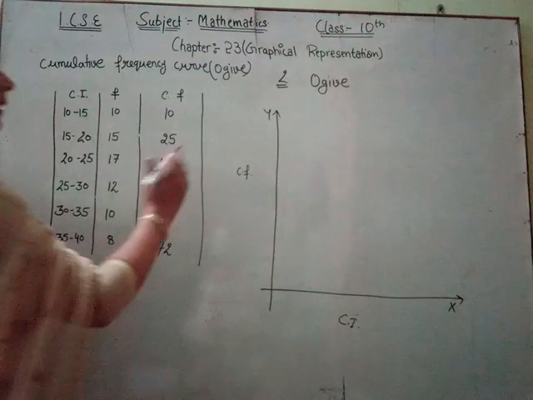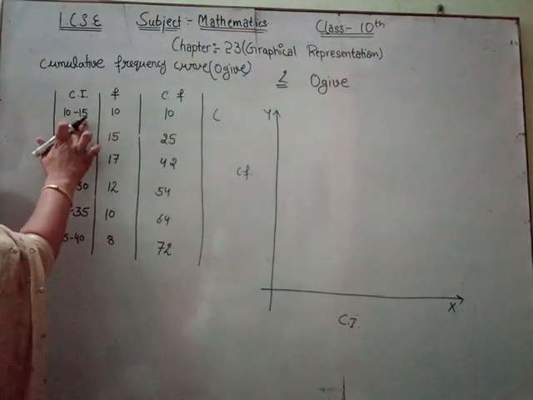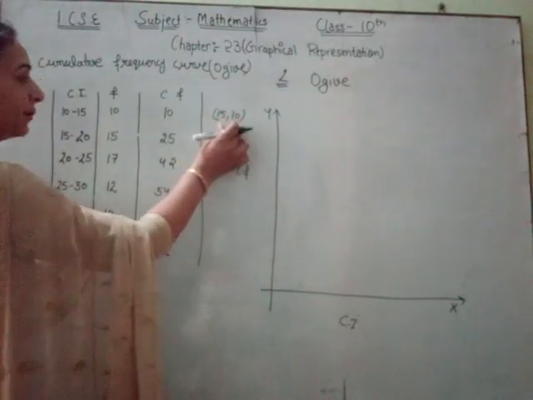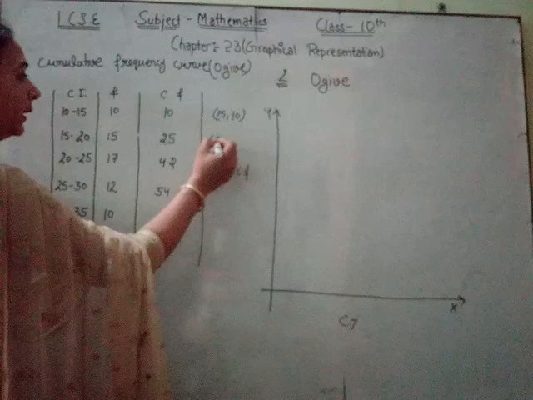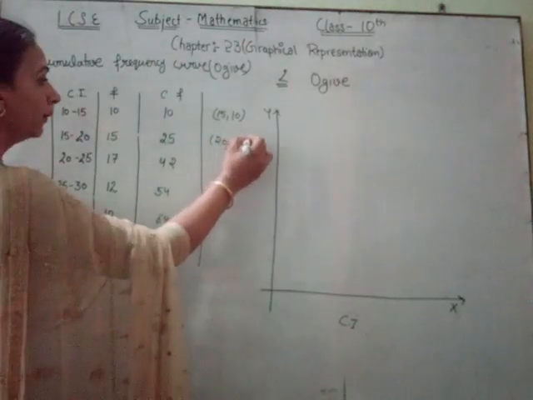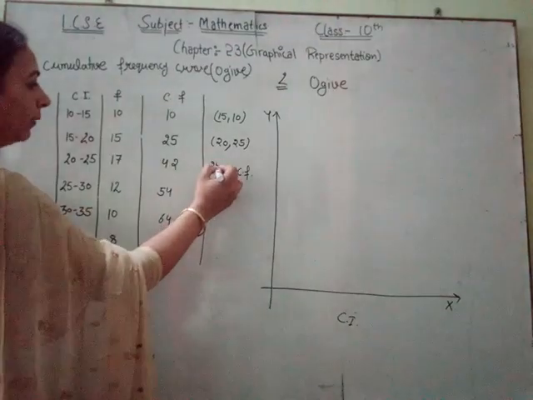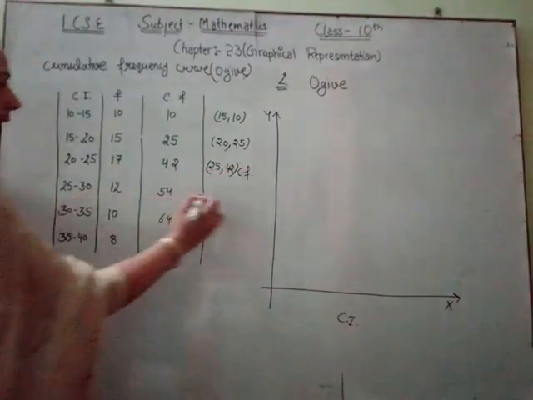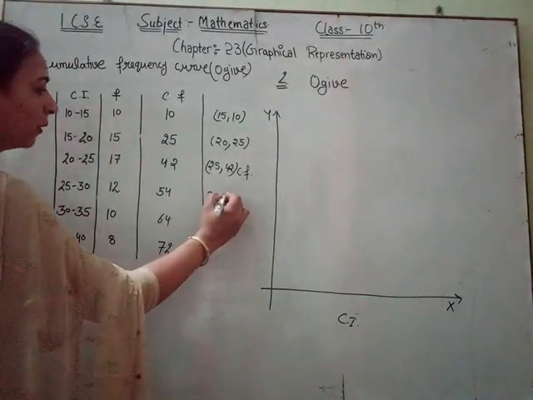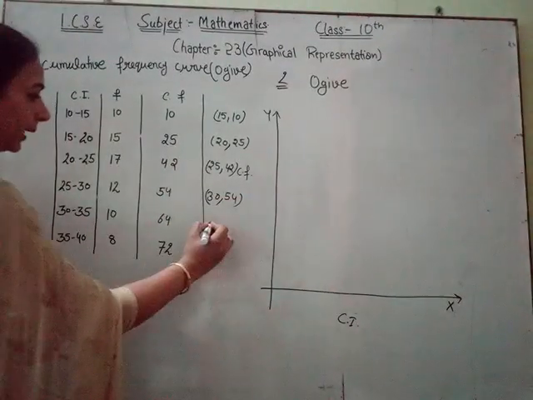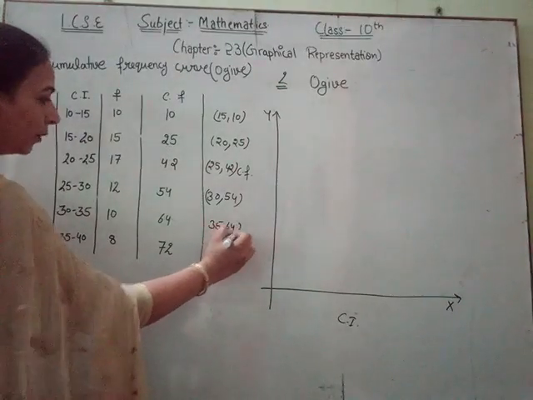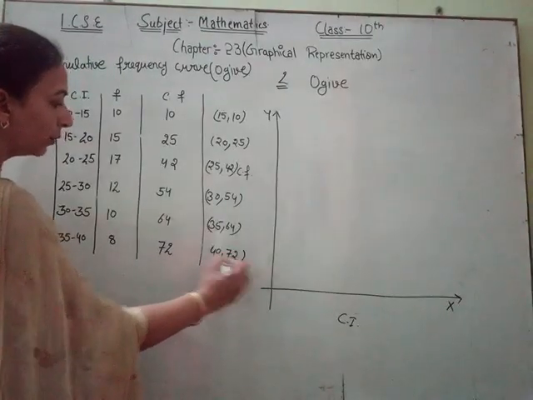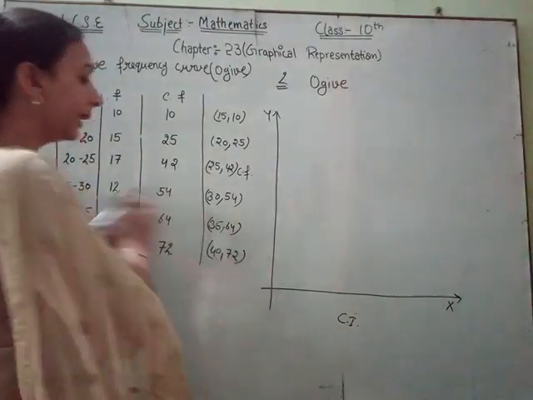Points of this type: the first point is upper limit and CF. Upper limit 15 and CF 10. This is the first point. Next is upper limit 20 and CF 25. Next is upper limit 25 and CF 42. Next is upper limit 30 and CF 54. Next is 35 and 64. Next, the last point is 40 and 72. Okay, x-axis and y-axis.